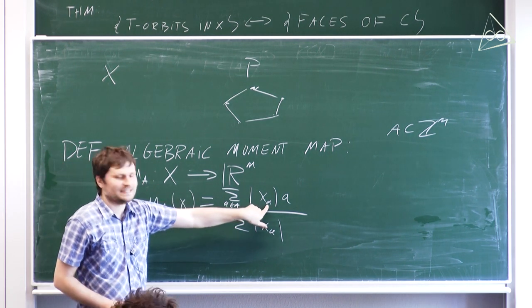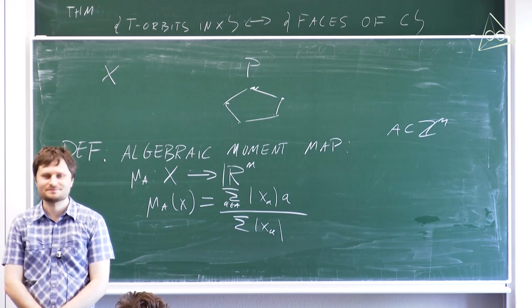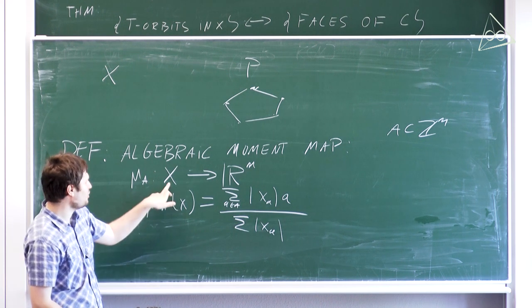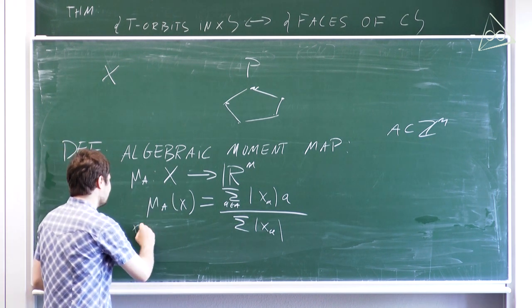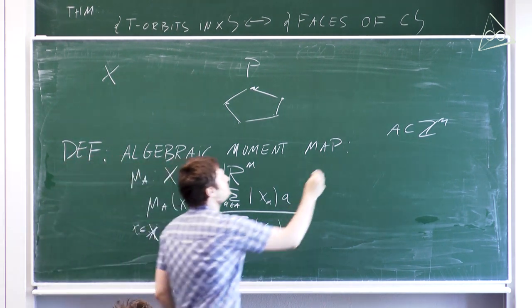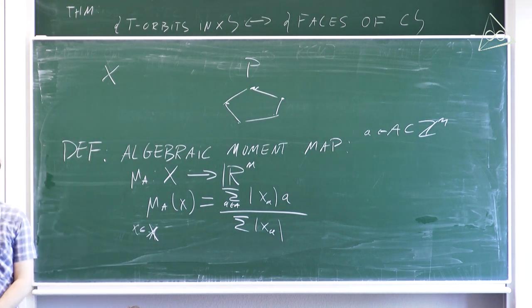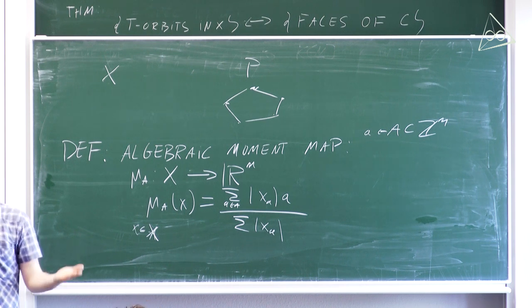Okay, we still have 5 minutes, so let's look at it. What do I mean by x_a? Can anyone tell me? What can I mean by x_a? So x is a point of the variety. a is a character. What do I mean by x_a? So x is embedded in some C to the power cardinality of A, and x_a is the a-th coordinate.